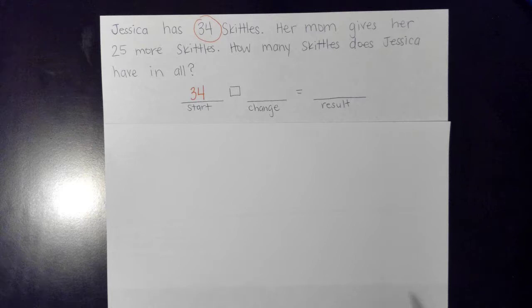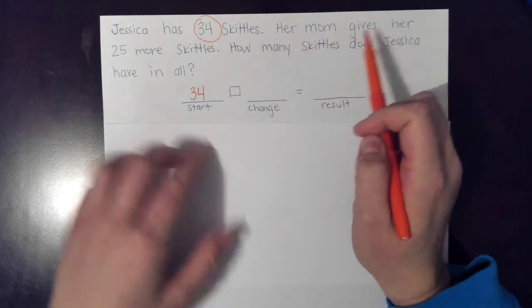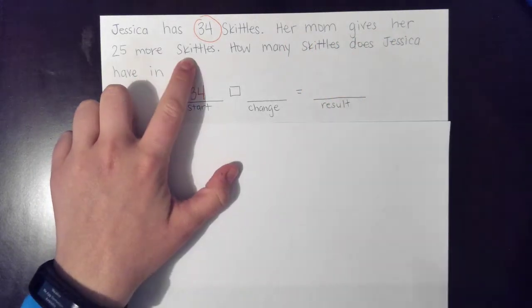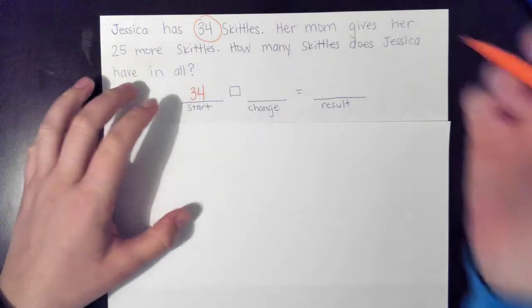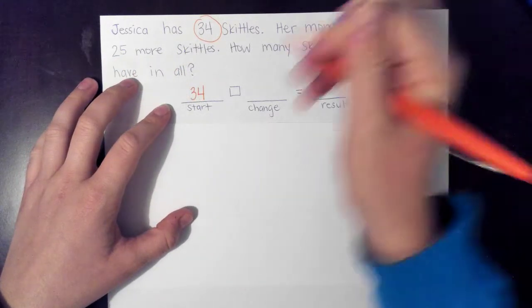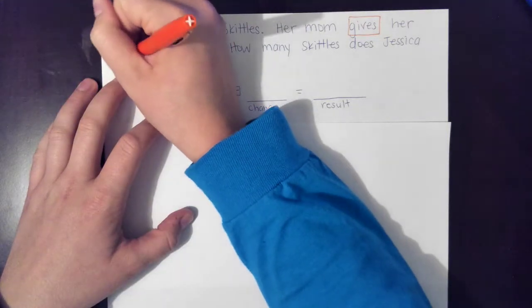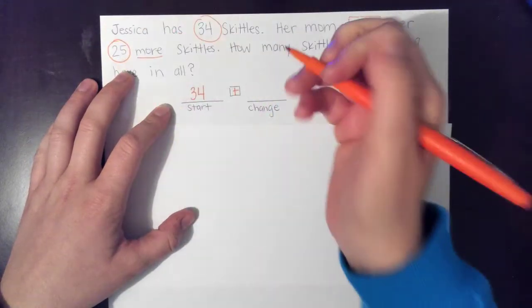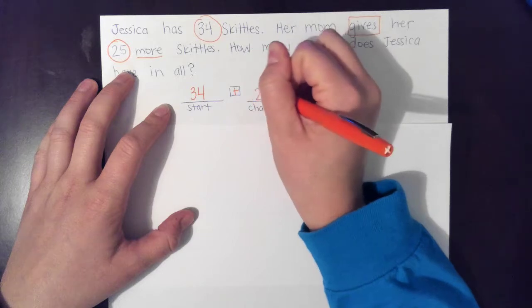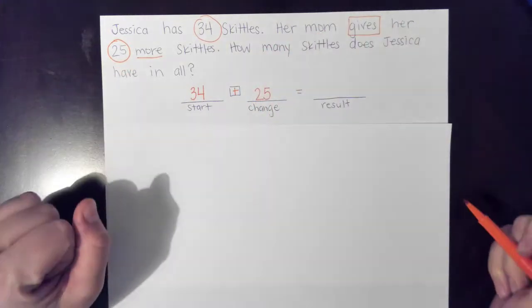Then if I read the second sentence, it says her mom gives her 25 more Skittles. Well, if I know her mom's giving her Skittles, I know that means I'm going to add on to what she already had. And I know she is going to have 25 more Skittles. So she's going to add 25 to the 34 she already has.